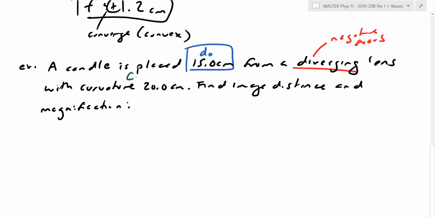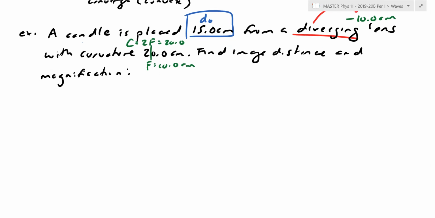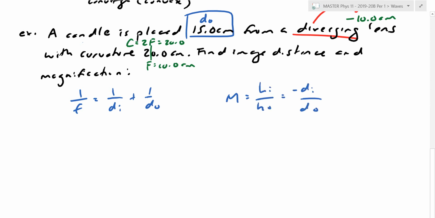They gave me the center of curvature. Remember, the center of curvature is 2f, which is 20. So I know f is actually going to be 10, but I need to put f as negative 10. Right? So negative means it's diverging. With that, let's try to find the image distance. You only have these two formulas, so hopefully we have enough information. 1 over f equals 1 over di plus 1 over do. Magnification is hi over ho equals negative di over do. And let's just plug and play here.